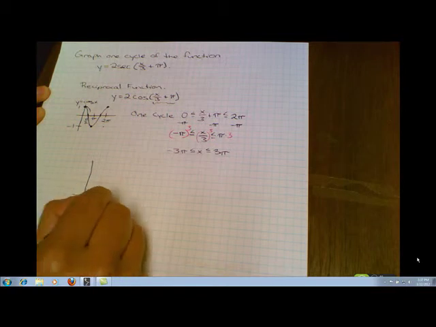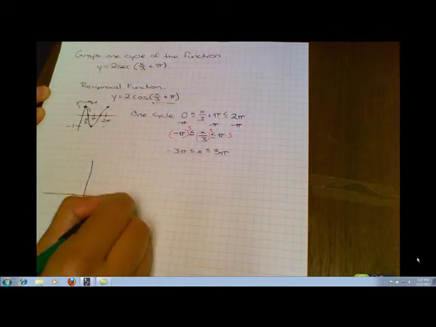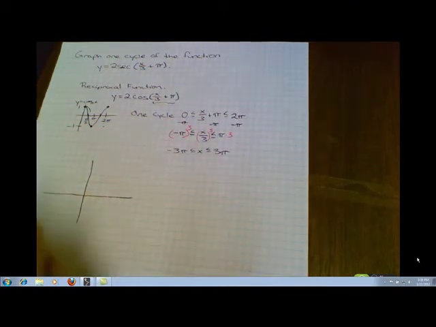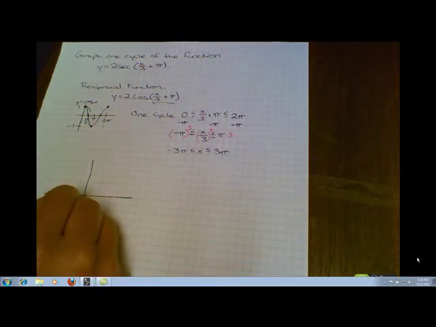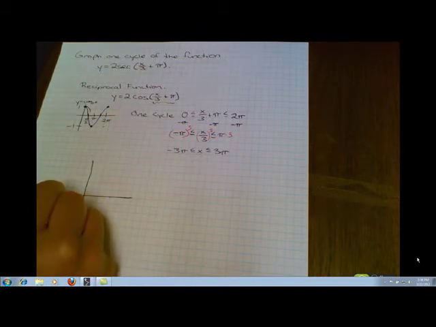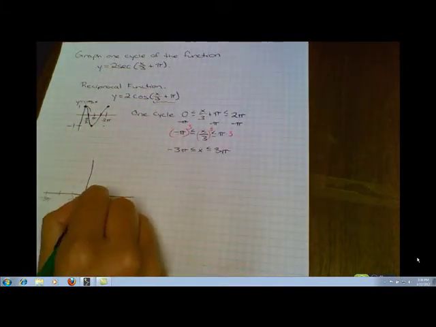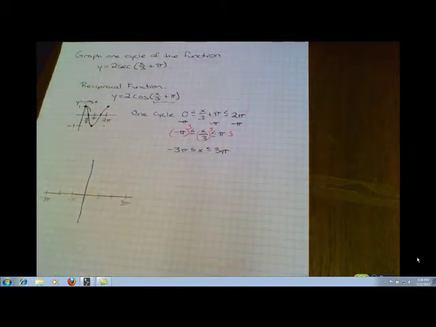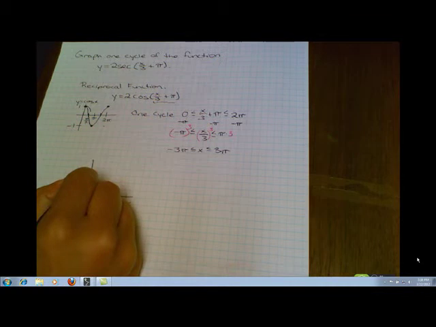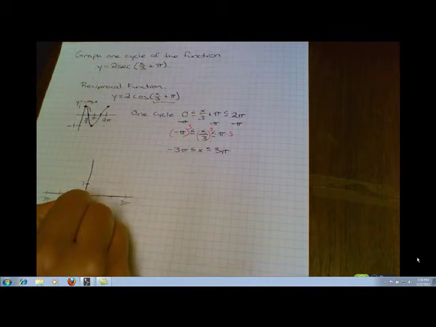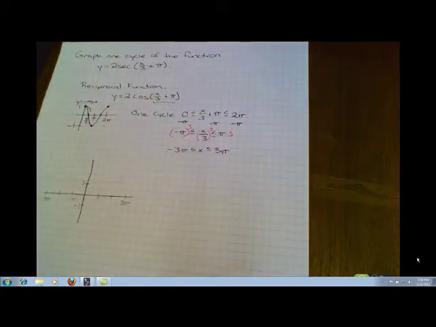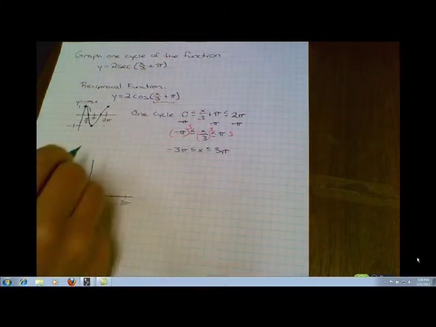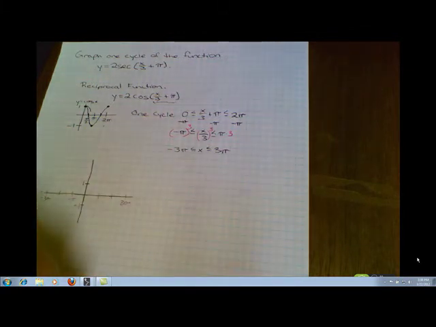Now I'm going to start to draw my graph over here. I will switch to pencil now. So let me mark off negative pi, negative 2 pi, and negative 3 pi. And then pi, 2 pi, and 3 pi. I'm going to call this 1 here, -1 on the y-axis.